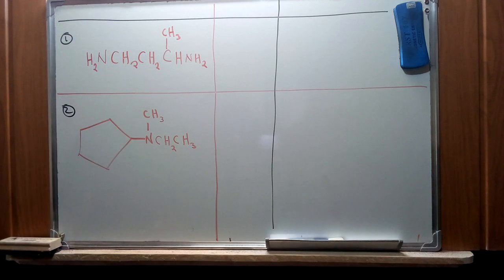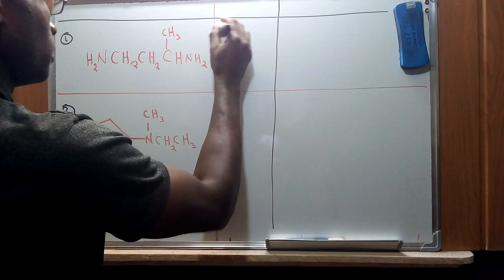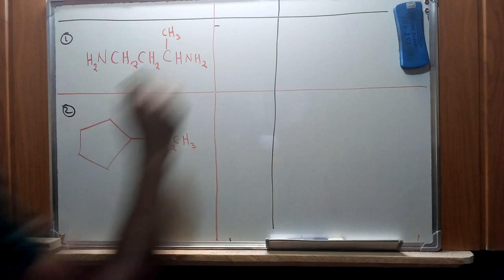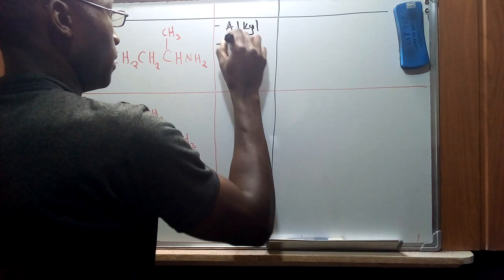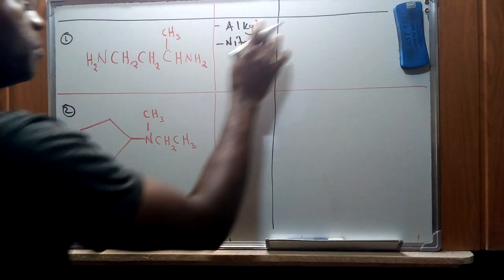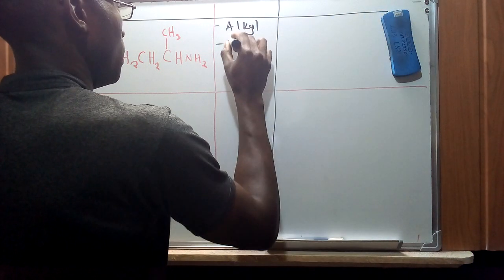For this case, I'm going to look at some of the characteristics of the molecule. Number 1 is that the molecule consists of alkyl groups. So there's an alkyl, and there's a nitro group. No, this basically is an amine group, not a nitro group. Amine group. And for that case, there are two.